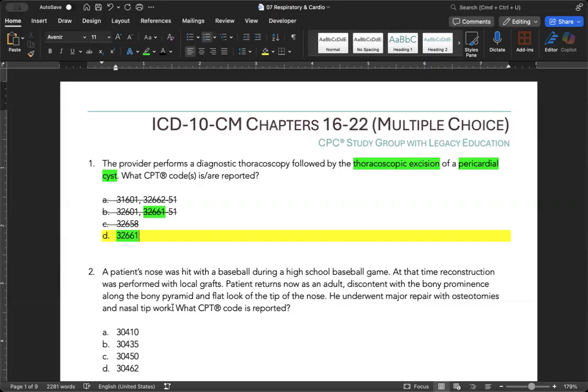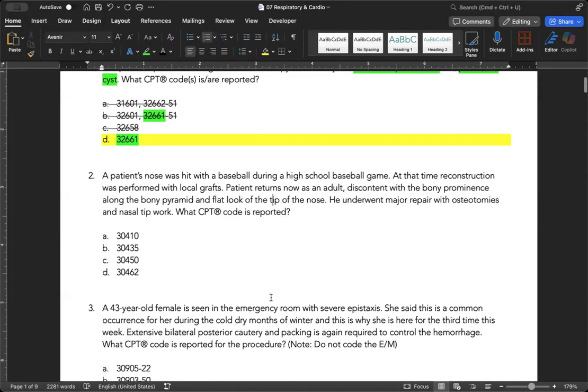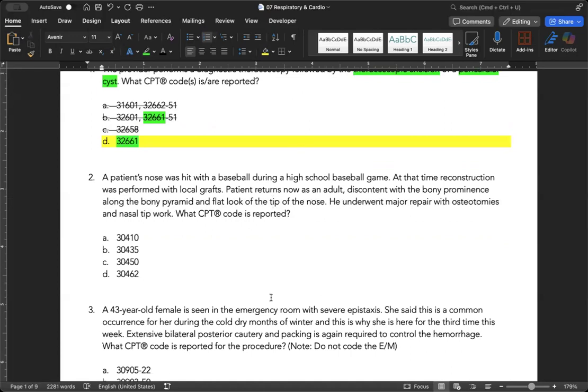Okay. So let me end this one and then go to question two. A patient's nose was hit with a baseball during a high school baseball game. At that time, reconstruction was performed with local grafts. The patient returns now as an adult, discontent with the bony prominence along the bony pyramid and then the flat look of the tip of the nose. He underwent major repair with osteotomies and nasal tip work.